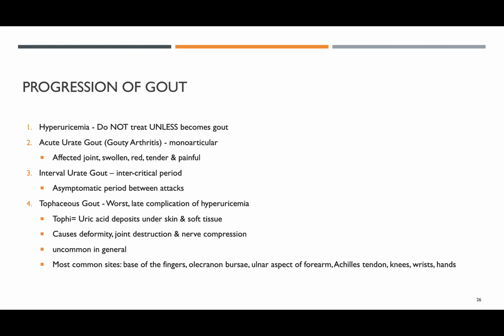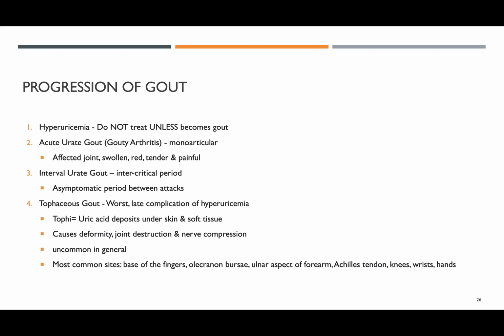What does gout progression look like? Well, first stage is the hyperuricemia. Remember, you need hyperuricemia with a gout flare in order to really have that be the diagnosis. Then the person will have a period of acute gouty arthritis, usually monoarticular flares. In between the flares, they'll have an asymptomatic period, which we call the intercritical period.